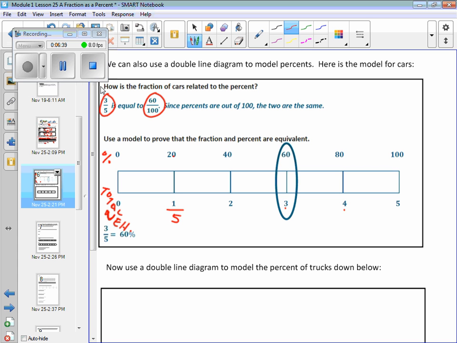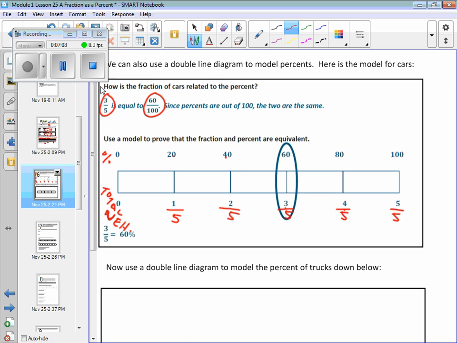That's why I think it's a little confusing. 2 total vehicles out of 5, 2 vehicles out of 5 is 40%. 3 out of 5 is 60%. 4 out of 5 is 80. And 5 out of 5 is 100. I think it gets a little confusing unless you put that bottom denominator in there.